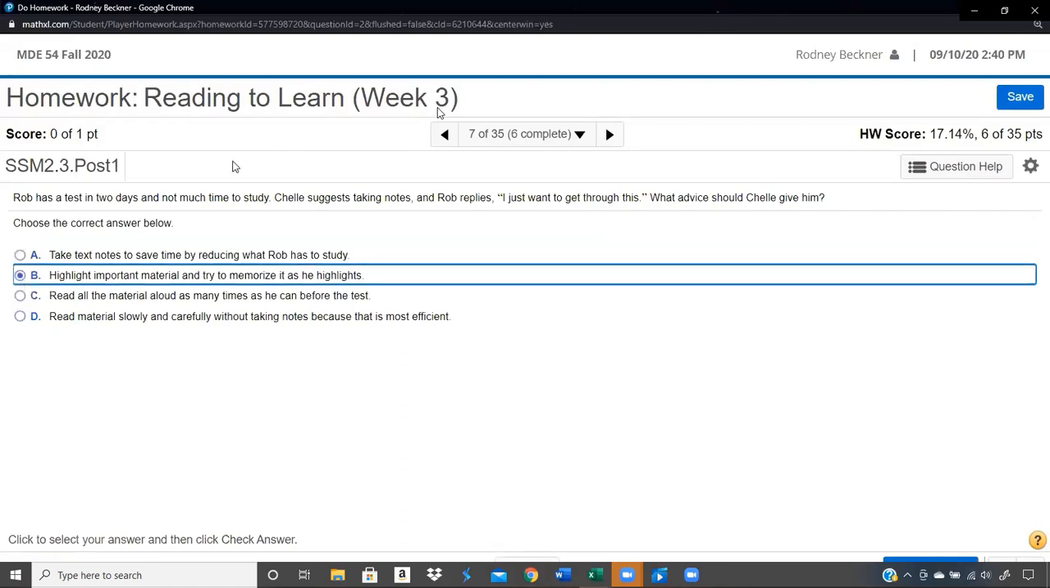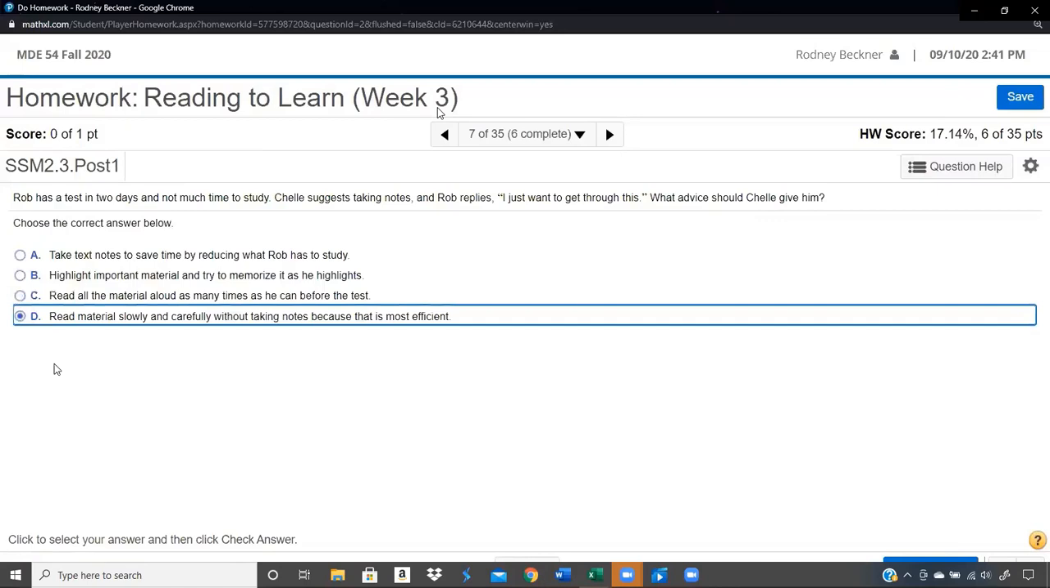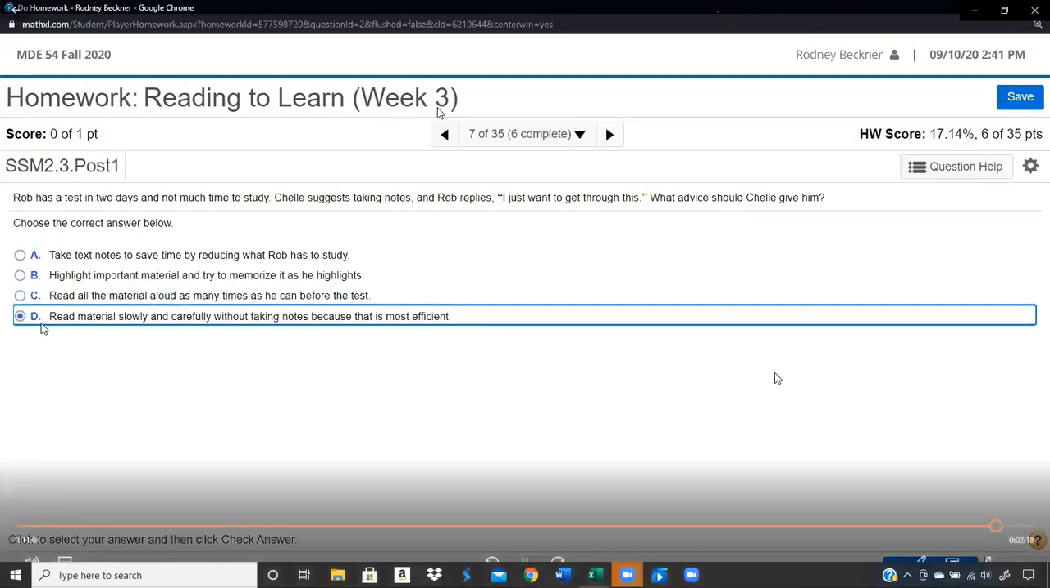Highlight important material and try to memorize it as he highlights. That also seems like a good suggestion, but is it too late to be doing that step of things? I don't know. Read all the material aloud as many times as he can before the test. That's a good idea, but it might only work for people where talking things through or reading out loud actually helps them learn. Not everyone learns that way. Read materials slowly and carefully without taking notes because that is the most efficient. If you don't learn by writing, maybe, but again, there's a maybe there.